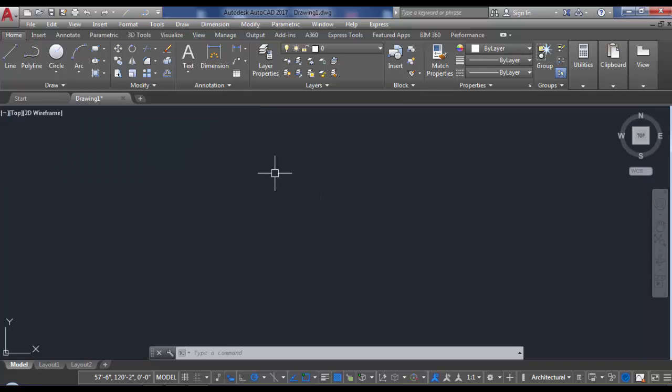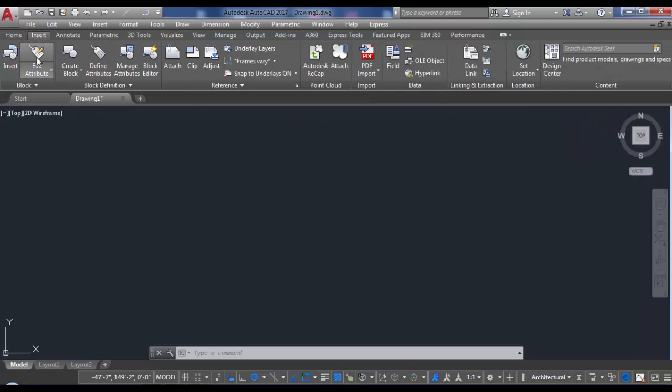Then after that, this is our menu bar. This is also the tab bar over here. We have the Draw tab over here. Then we have the Modify tab over here. Then we have the Annotation tab over here. Then the Layer tab, Block tab, Properties, Groups, Utilities, Clipboard, and View.